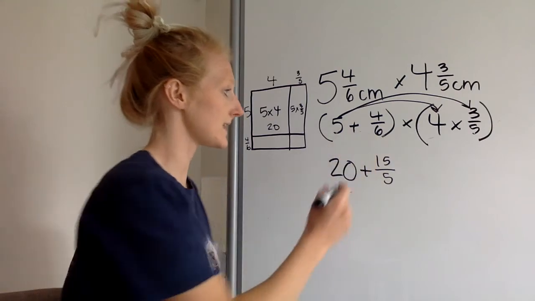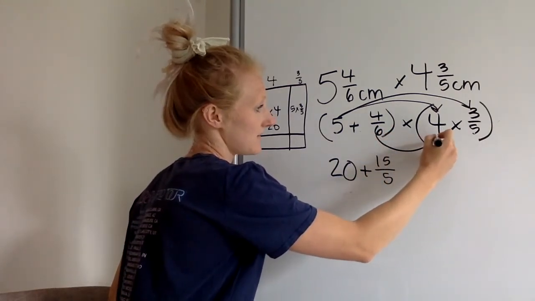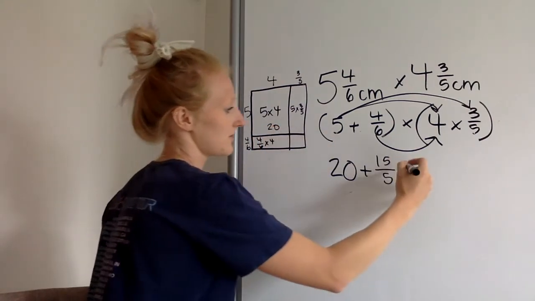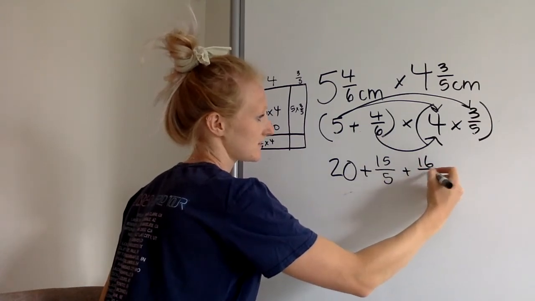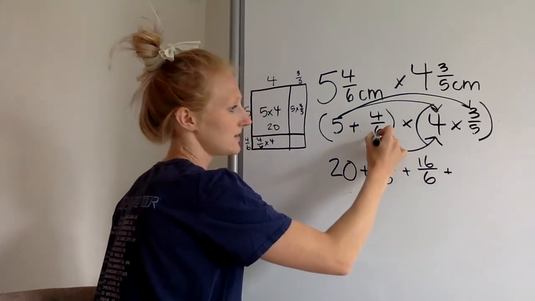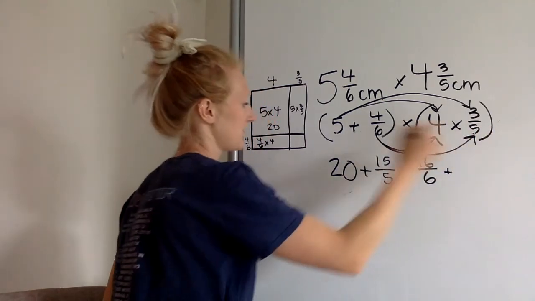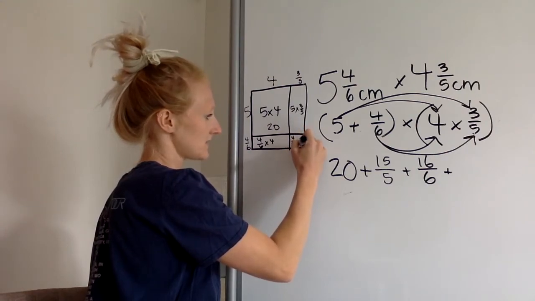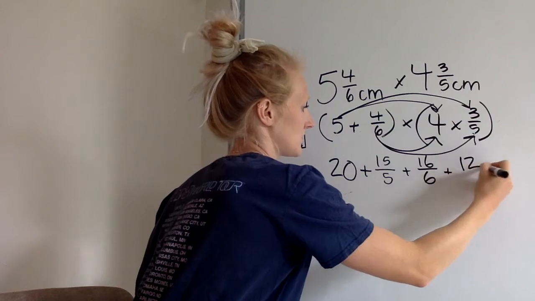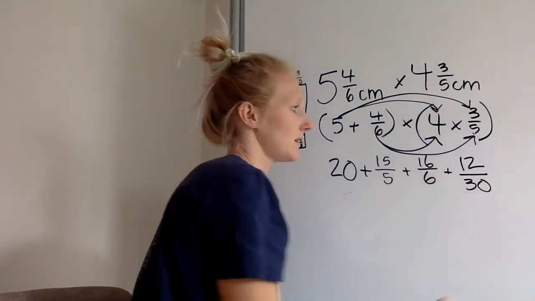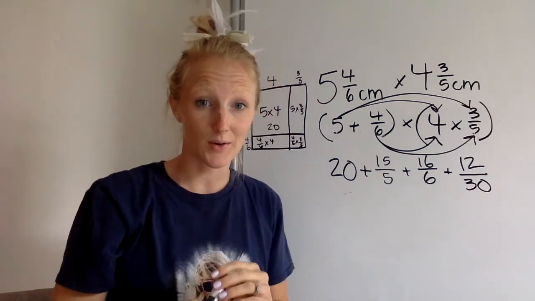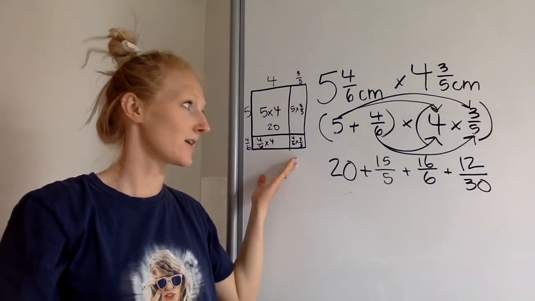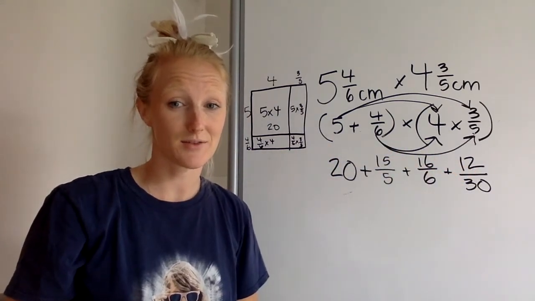Now I need to go to the 4/6. I need to do 4/6 times 4. Just like in our area model, we would have done 4/6 times 4, and I would have gotten 16/6. And then I also need to do 4/6 times 3/5, just like I would have done in our area model. 4/6 times 3/5, and I would get 12/30. So I'm not changing how I'm solving the problem, I'm just changing the way I write it. So instead of drawing an entire area model, I'm using parentheses and solving that way.